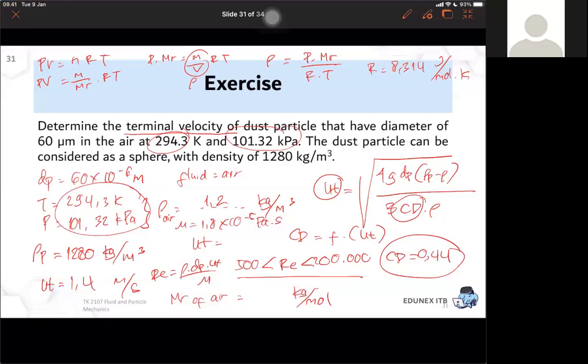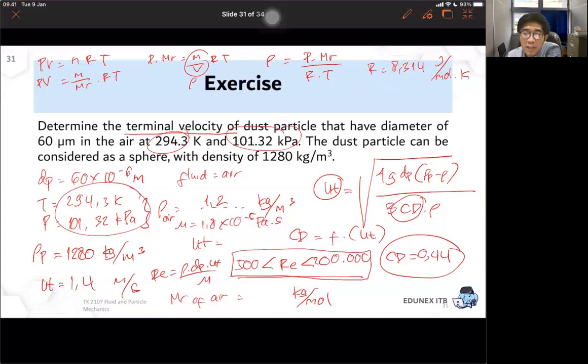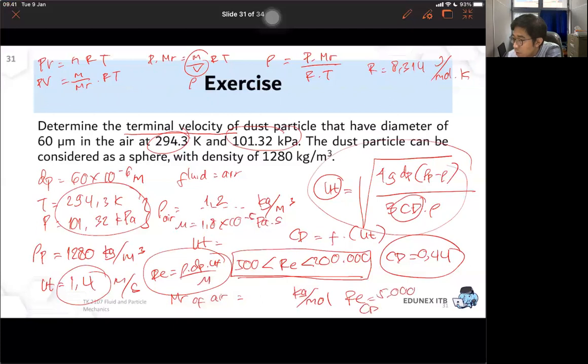So this one is not an iteration case, right? Because the drag coefficient of 0.44 is for a sphere with Reynolds number between 500 and 200,000. But please recheck your calculation. When you put into this equation, you get the terminal velocity is 1.4. And when you calculate the Reynolds number, you get how much? 5,000. So the drag coefficient is still 0.44.